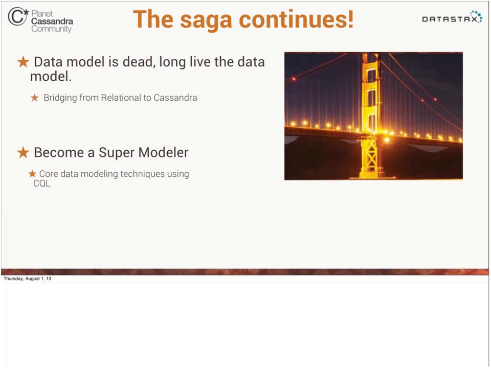And then the second was "Become a Supermodeler." That's when we really get into the hardcore part of data modeling. It's all about CQL, and that's a standard query language. I really wanted to use that as the only CQL discussion and give you some really good tools, some more advanced features, and some good topics around that.